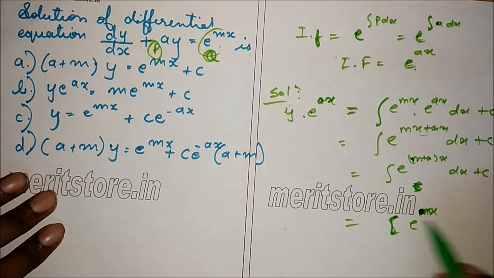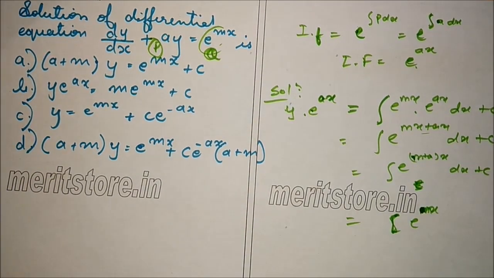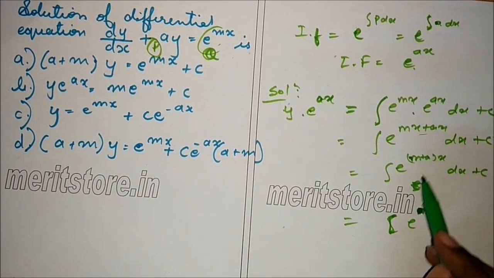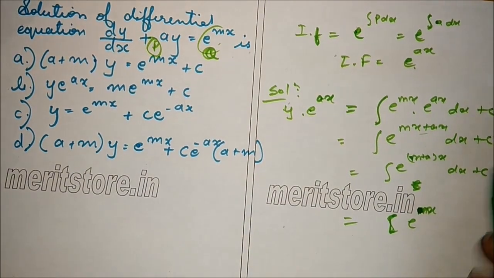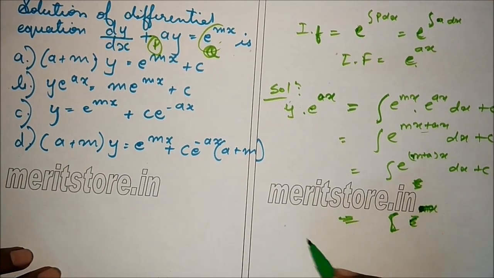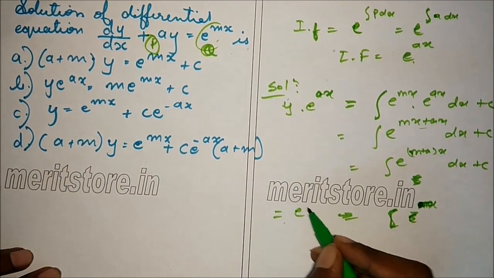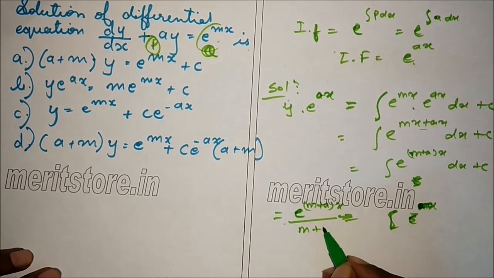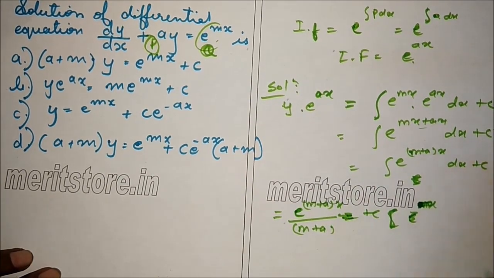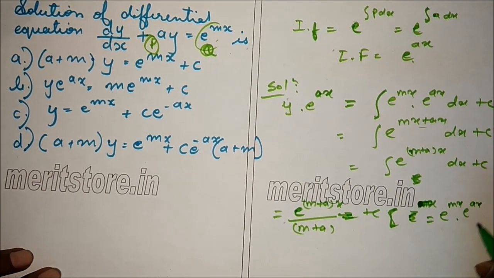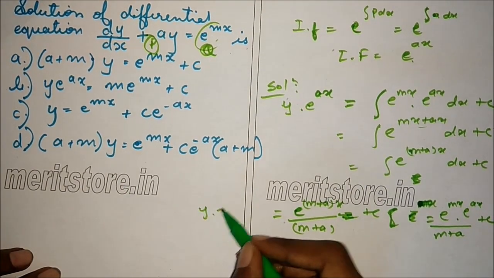So the solution will be: integration of e raised to x is e raised to x, so integration of e raised to kx will be e raised to kx divided by k. In this case, integration will be e raised to m plus a into x divided by m plus a, plus c, that is a constant. So this can be written as e raised to mx into e raised to ax upon m plus a plus c, and this is equal to y into e raised to ax.